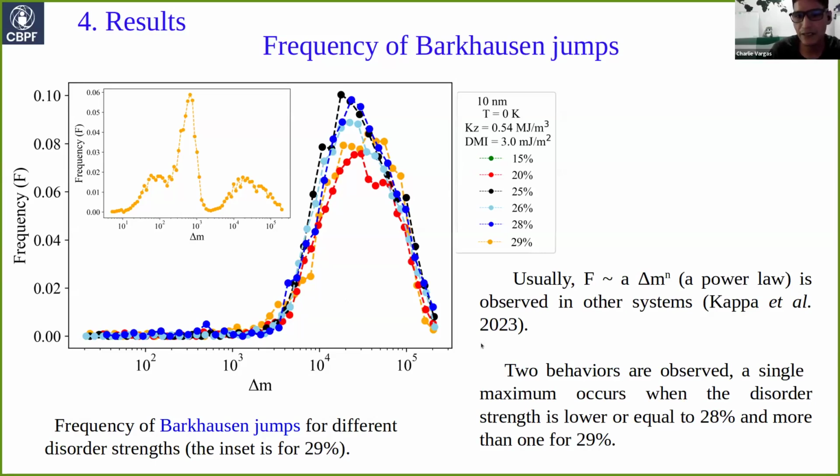Up to 28% of disorder, we observe a single peak for mid and high values of jumps. And for 29% of disorder, we observe more than one peak. Here, it is important to mention that we cannot stabilize a skyrmionium structure for a higher strength of disorder.